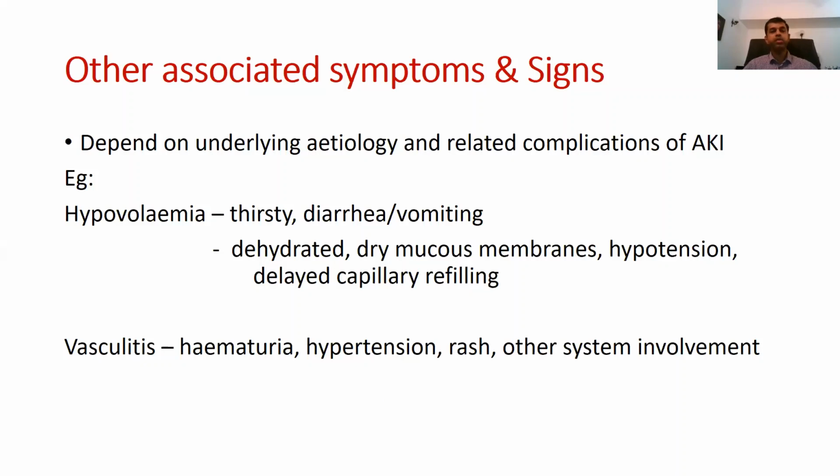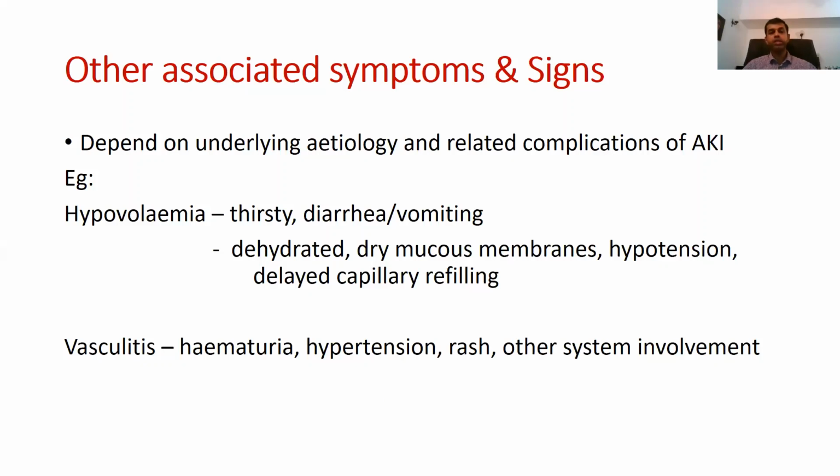And there the patients will clinically talk about increased thirst, and there might be a history of diarrhea, vomiting, or maybe even blood loss that is resulting in hypovolemia. And on examination, these patients might be dehydrated, they might have dry mucous membranes. Blood pressure will reveal that the patient is hypotensive, peripherally clammy and cold, and they will have delayed capillary refilling. So these are some of the other associated symptoms with oliguria that will guide us to think, okay, the oliguria is likely secondary to hypovolemia.